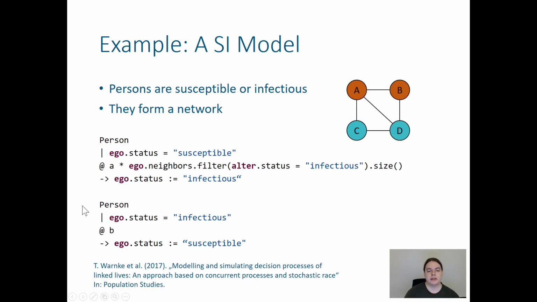And the second rule governs the recovery. So an agent who is infectious will, with a constant rate B, recover and become susceptible again. Each of these rules describes a Poisson process, where the time between events is governed by exponential distributions, and the rates of these rules will be interpreted as the parameters of these exponential distributions. We'll see that through the next slides.